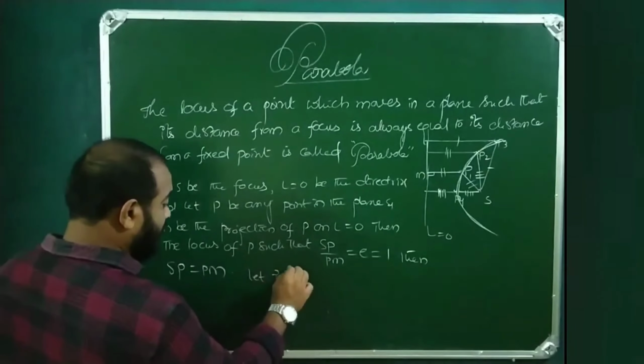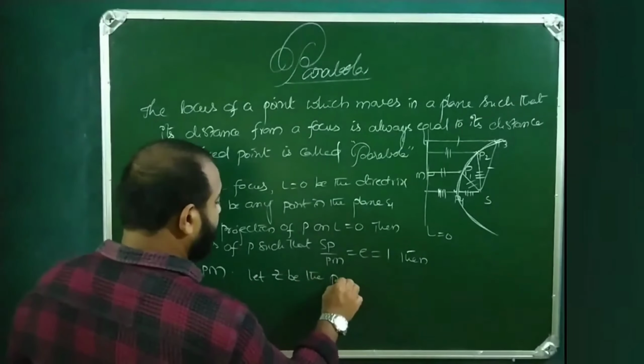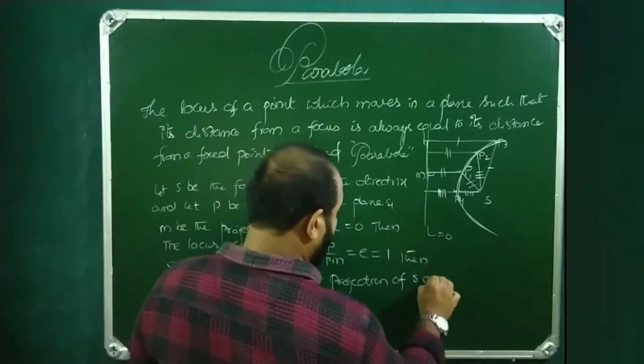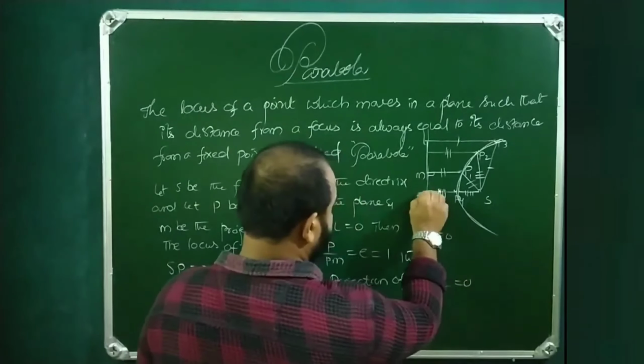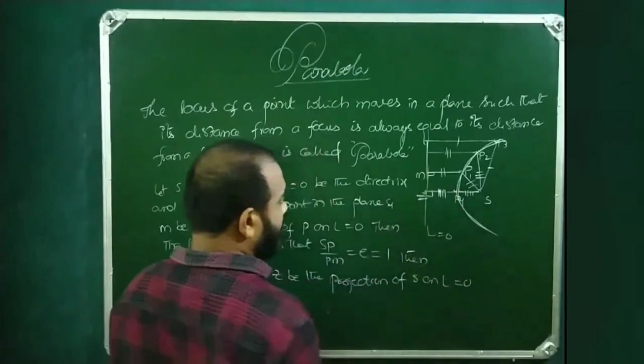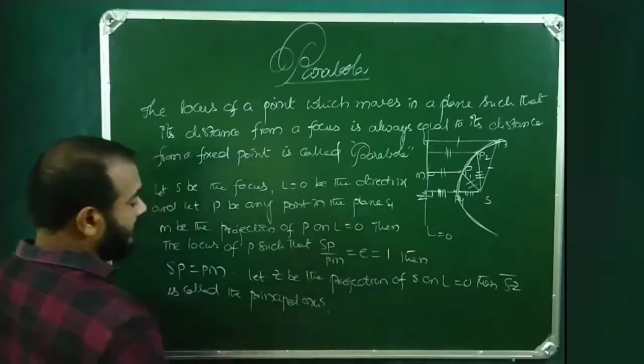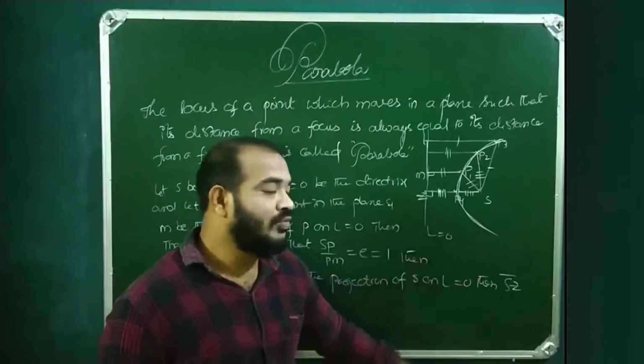Let Z be the projection of S on L equals to 0, that is this Z. Then SZ is called the principal axis.